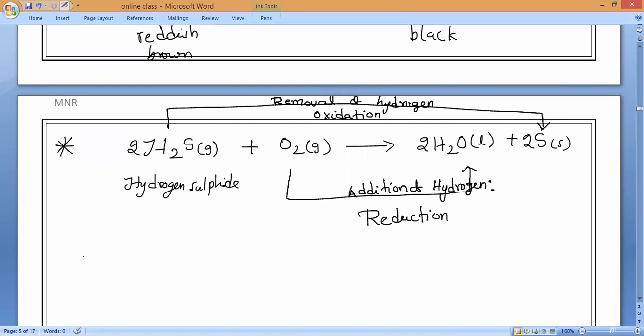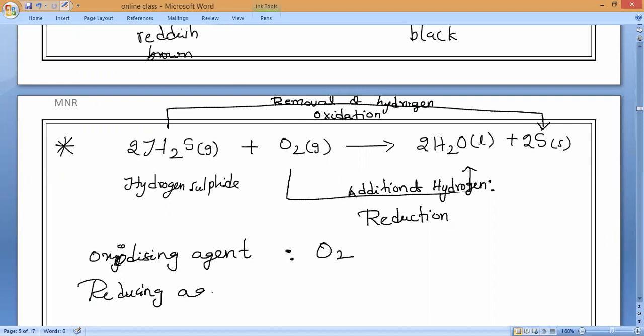Clear? Yes, sir. Now, who is the oxidizing agent here? Oxidizing agent is O2, the supplier of oxygen. Reducing agent.